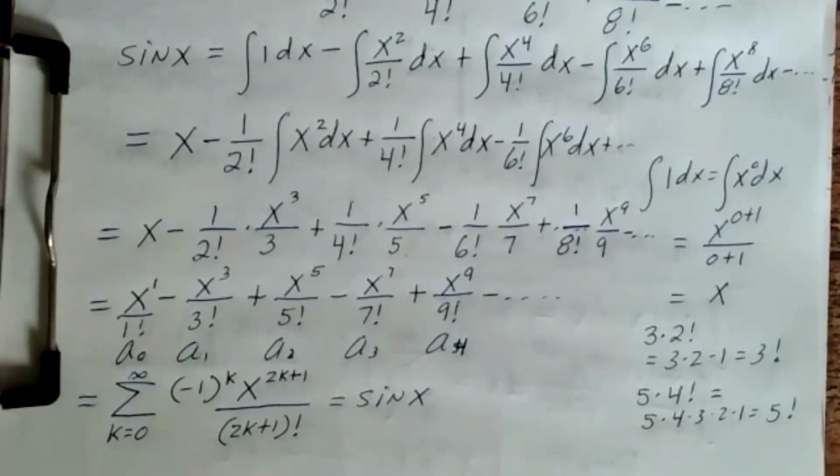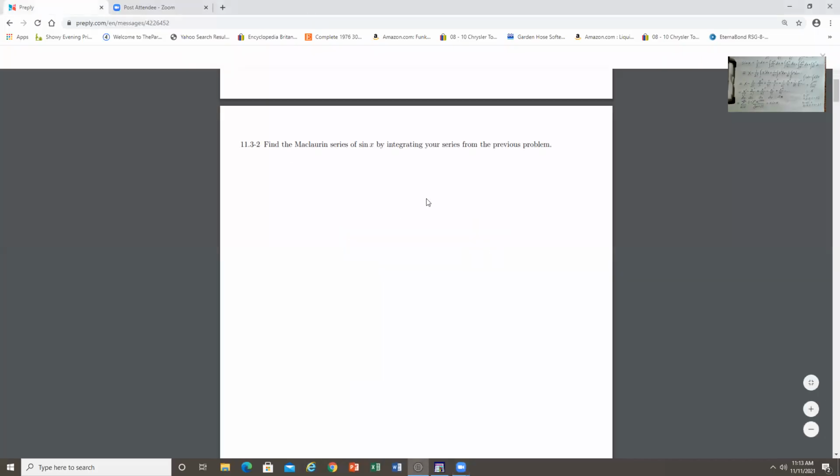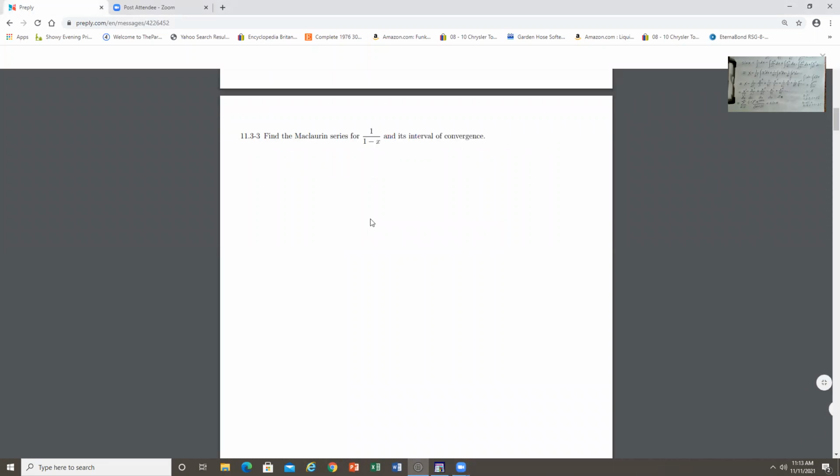All right, let's look at the next problem that was on the docket for today. Next problem is they want you to find the Maclaurin. Well, we already did that. Next one is they want you to find the Maclaurin series for 1 over 1 minus x and its interval of convergence. Okay, 1 over 1 minus x.